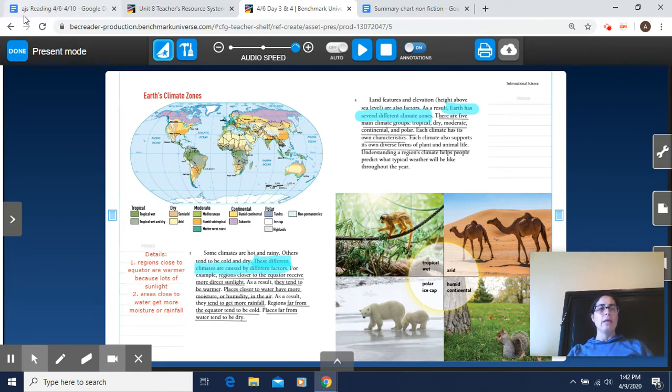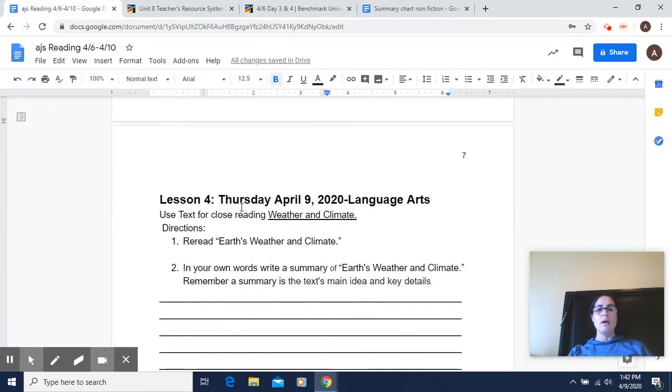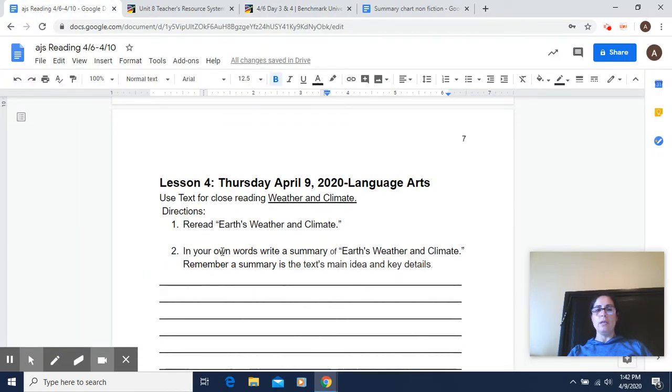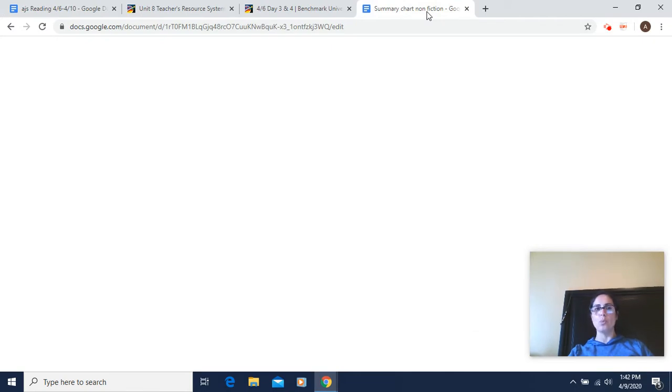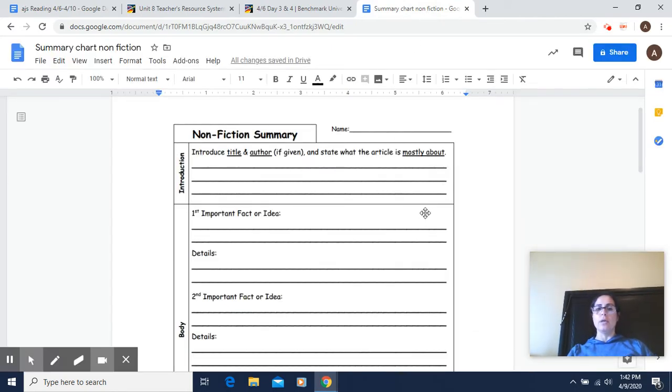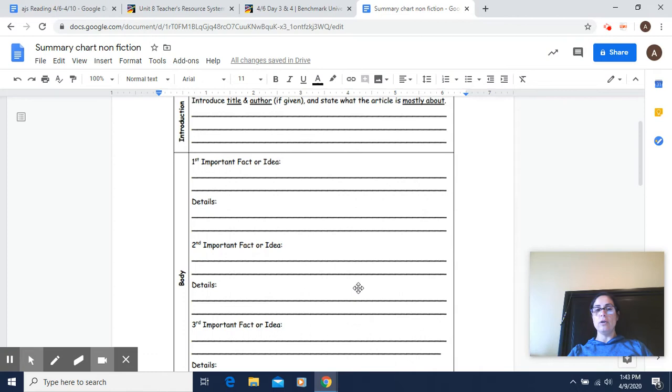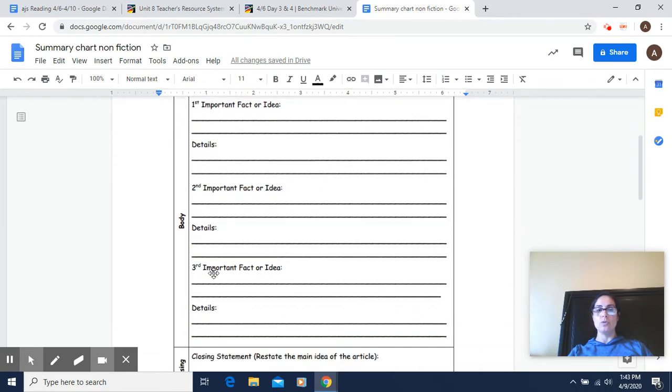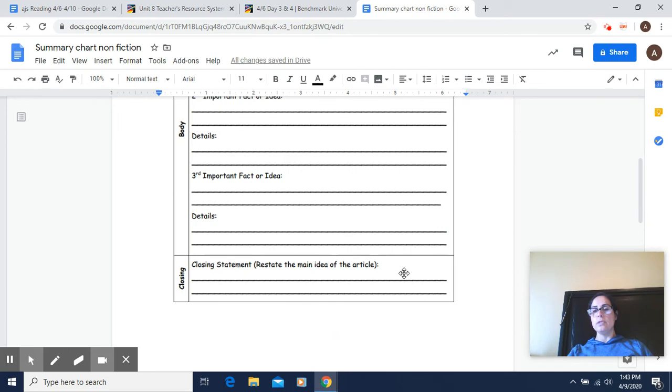So think about that. Now for day 4, you're just going to be writing a summary. For writing a summary, I want to take you over here and remind you what a summary looks like, okay? You want to make sure your topic sentence, your introduction paragraph, has a title and author of the article that we read. And tell me what it's mostly about. What did you mostly learn? What are some important details or ideas or facts? 1, 2, 3. And then a closing statement.